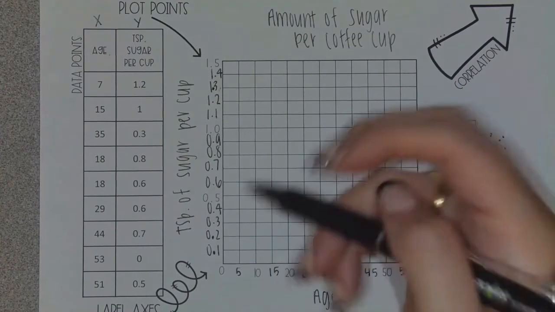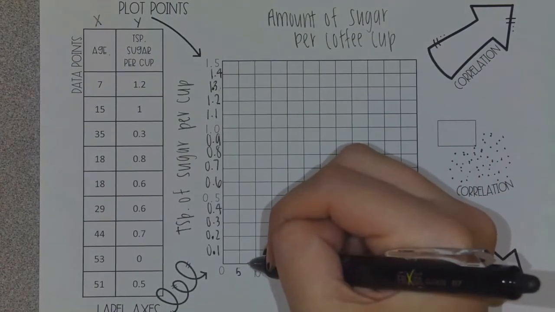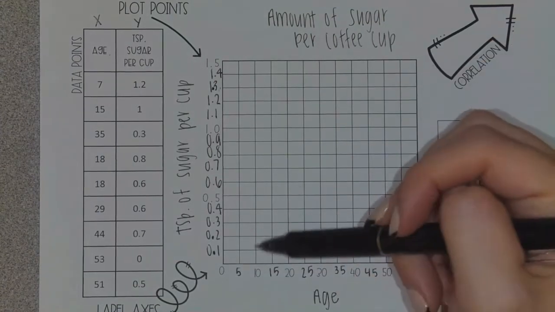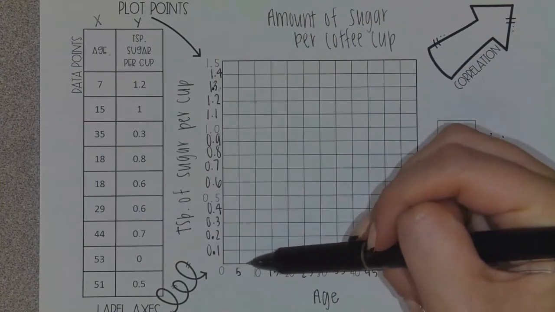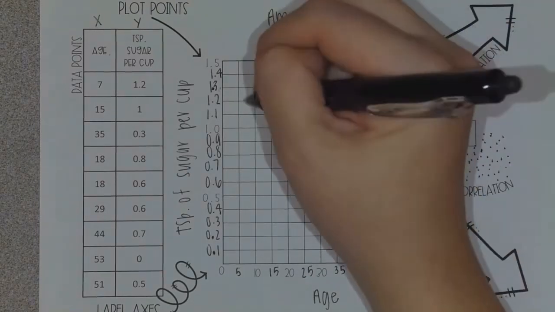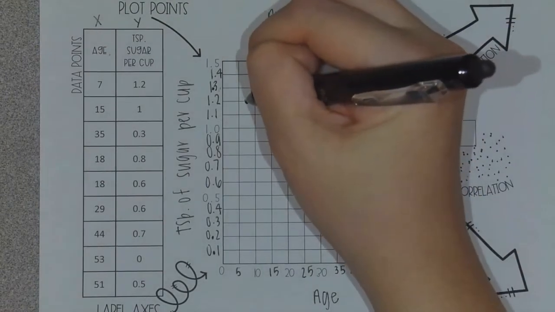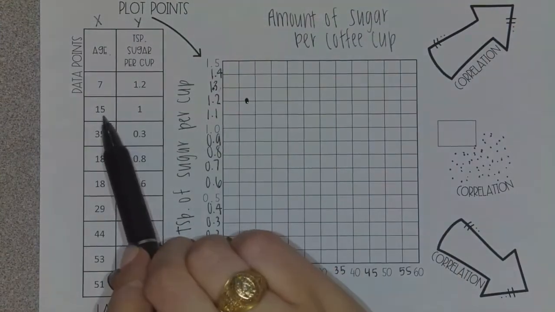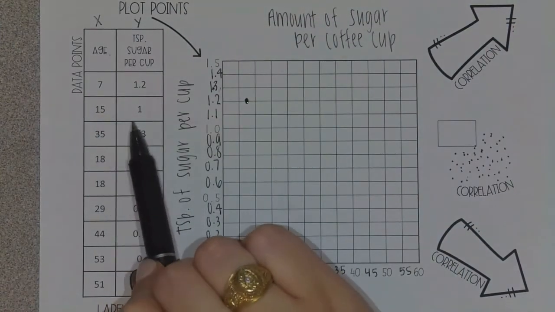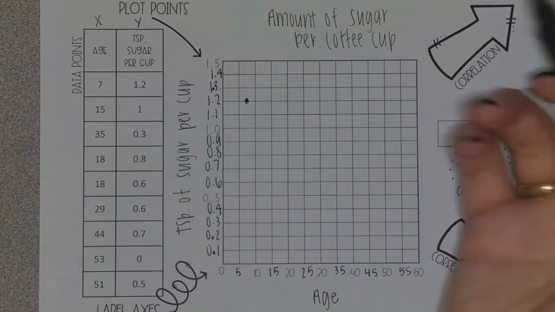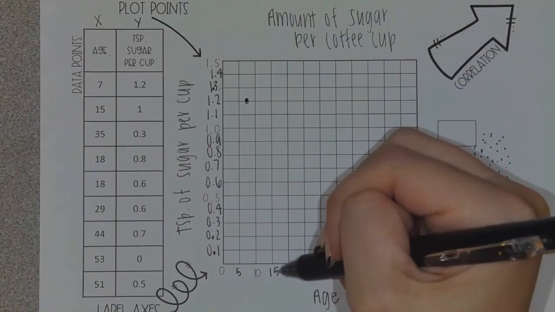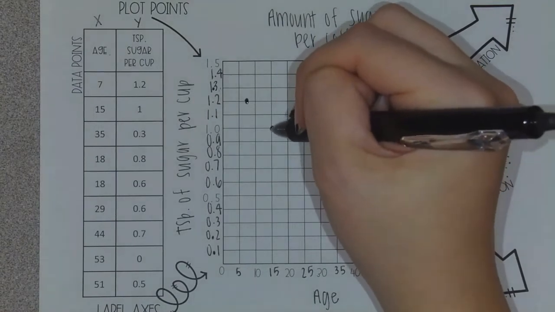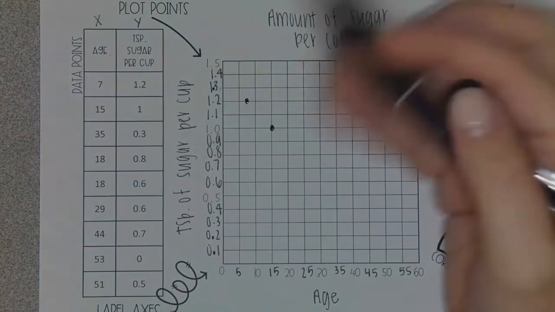Okay, so if our person that we've surveyed is about 7 years old and they put 1 2/10 teaspoons of sugar in their cup, I'm going to go to x is 7 all the way up to y is 1 2/10, and I'm going to plot a dot. Our next person we surveyed is 15 years old, and they only put 1 teaspoon of sugar in their cup. So we're going to find 15 years old on the x-axis, 1 teaspoon on the y-axis, and plot a dot.